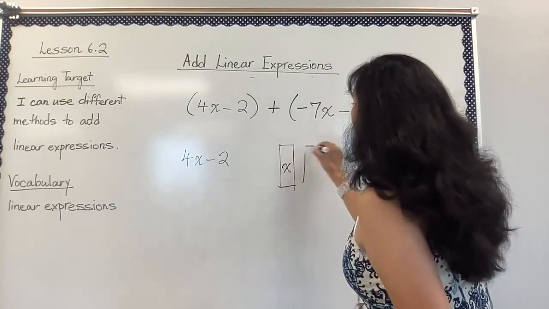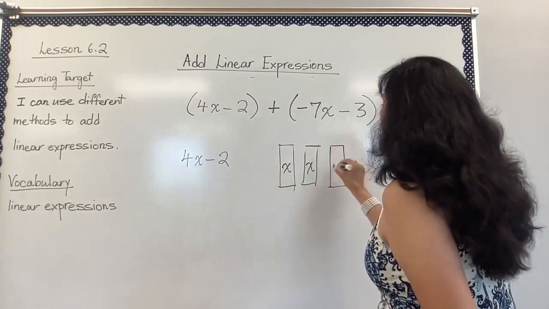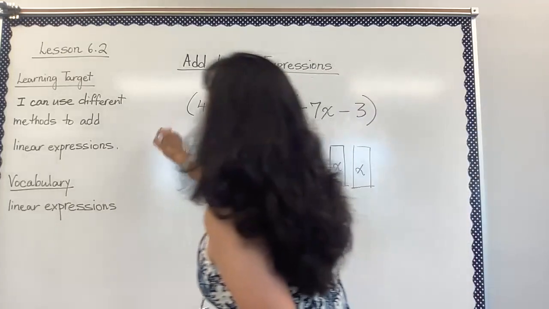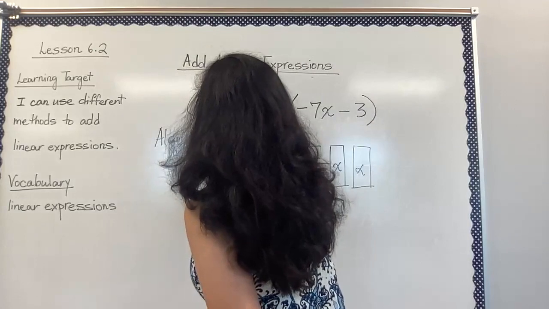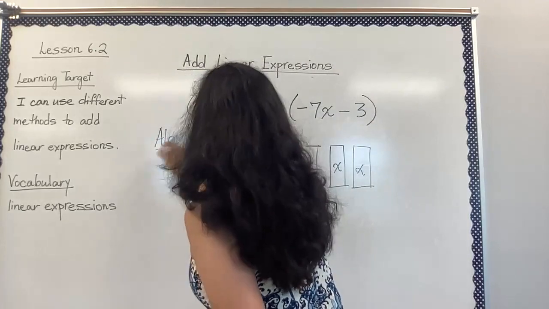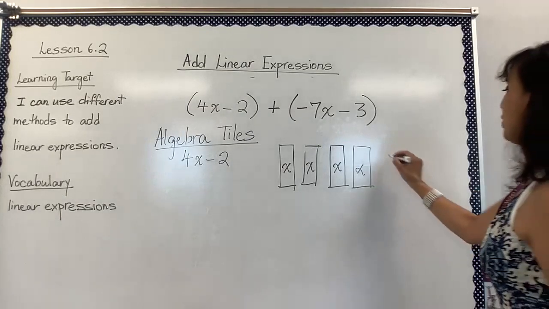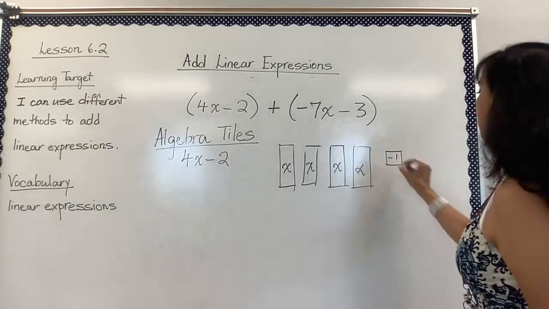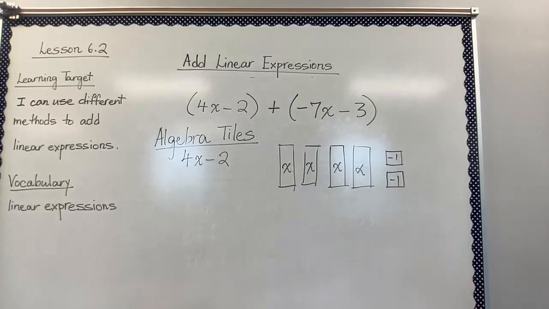1x, 2x, 3x, 4x. I'm using algebra tiles to show you how to do this. So I have 4 x's, and from there I am removing 2. So I have minus 1 and minus 1 because I am removing 2 from there.